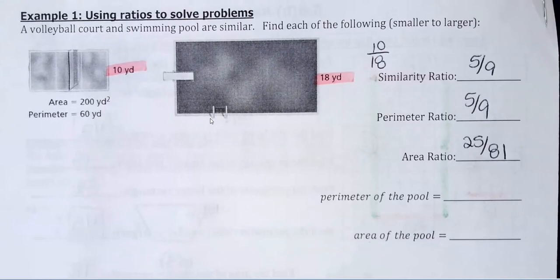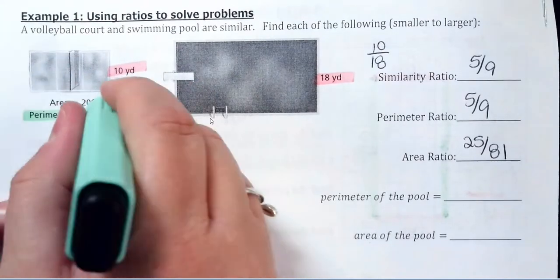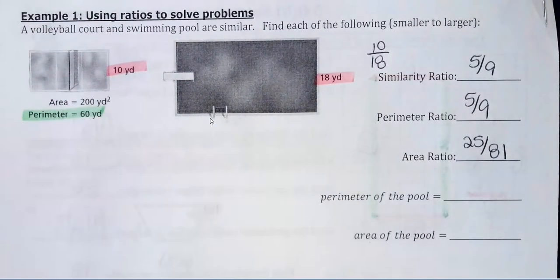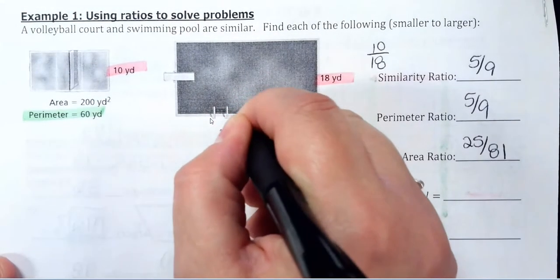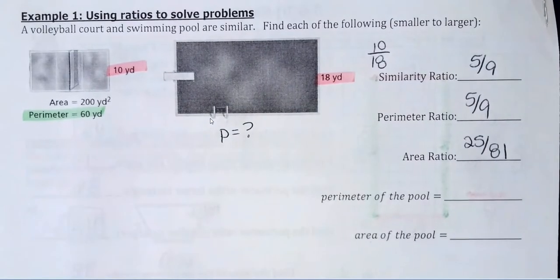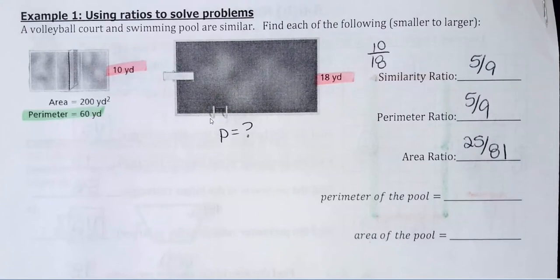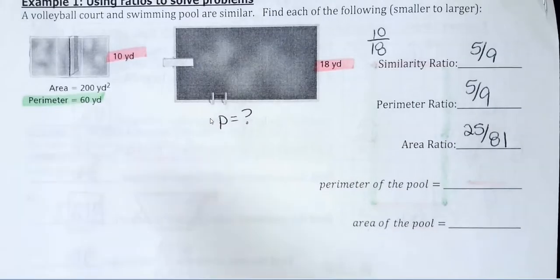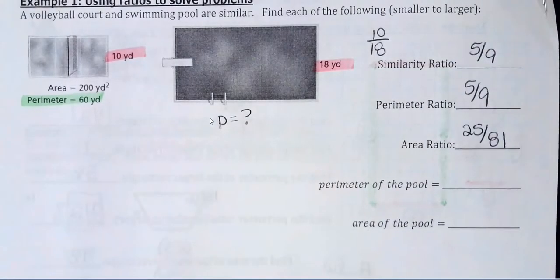Okay, now, they give you the perimeter of the little volleyball court here to the side, and also the area. Let's just do one thing at a time. So perimeter of the pool, unknown. I only have one side. I could get the other side because it's a rectangle, so the left side and the right side would be 18, but I don't know what the top and the bottom would be. So how could I maybe use a proportion to figure out the perimeter? If I know the perimeter of the volleyball court is 60, and I know they're similar, what proportion would you set up if you're trying to find the perimeter?